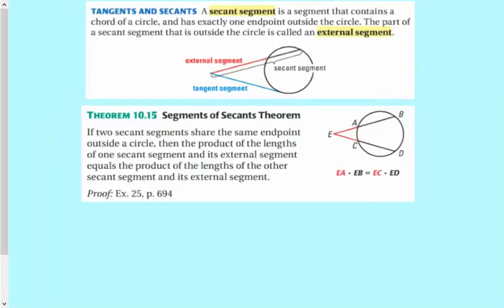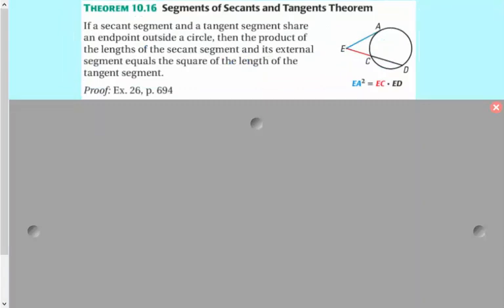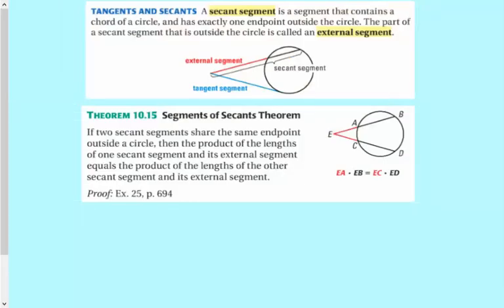I got the two other ones. This one's with secant segments, and this one's a little bit different. You can see that there's a couple of them here. So I'm going to go over each one, and then I'll do the sample problems.